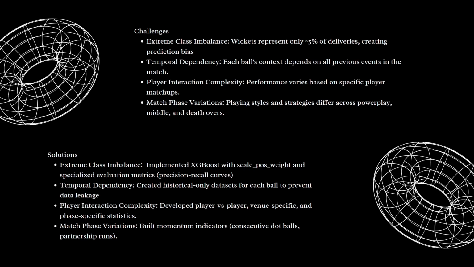To address the challenges, we implemented a range of targeted solutions. To mitigate the class imbalance, XGBoost was employed with a weighted loss function, that's the scale_pos_weight parameter, alongside evaluation methods like precision-recall curves, which are better suited for skewed data. To preserve temporal integrity and avoid data leakage, each prediction was based strictly on historical-only features computed at the time the match happened, and that's how the model was also trained.